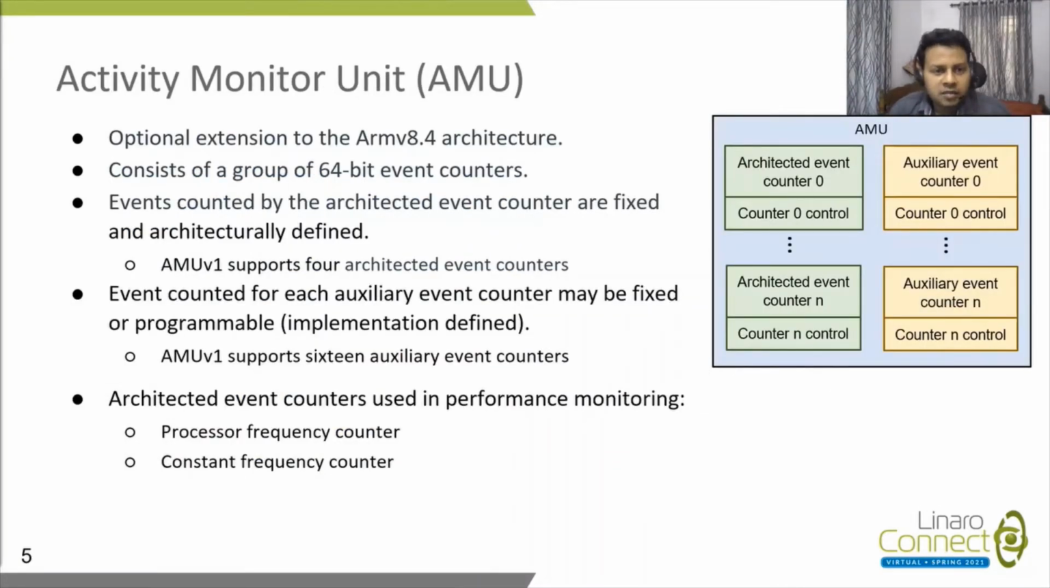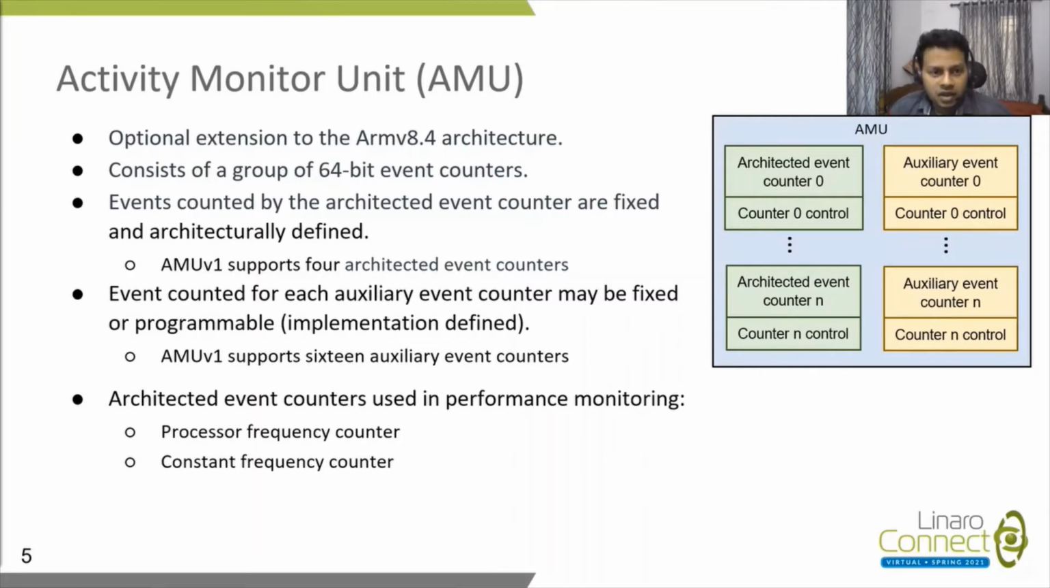As discussed in the previous slides, the activity monitor unit, or the AMU registers, are used in monitoring the processor performance. The AMU extension is an optional extension which is introduced in the ARM v8.4 architecture. The AMU consists of a group of 64-bit event counters, which are classified into two groups: the architected event counter, or the group 0 counters, and the auxiliary event counter, or the group 1 counters.